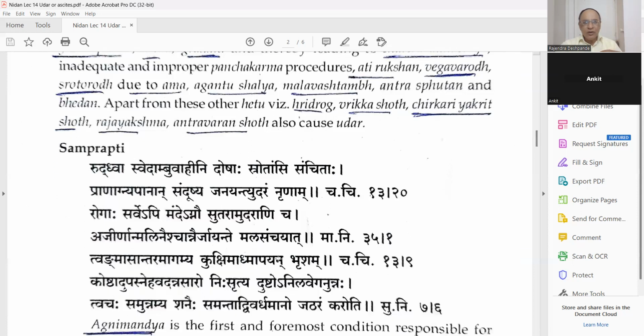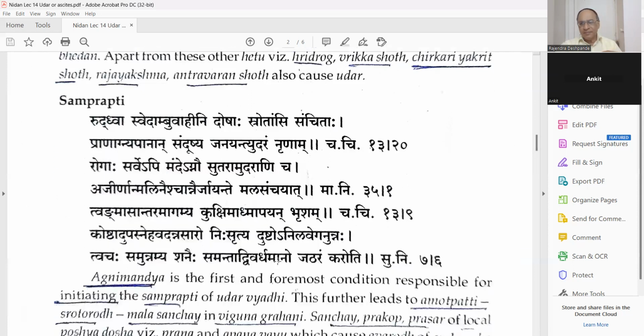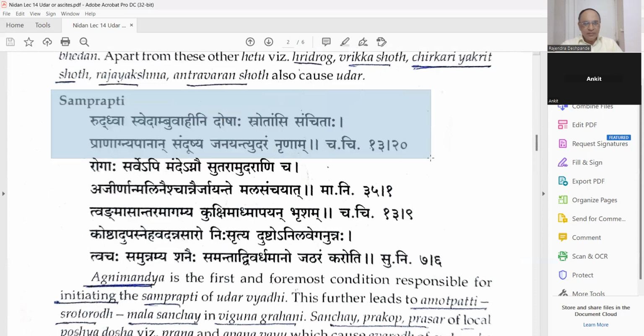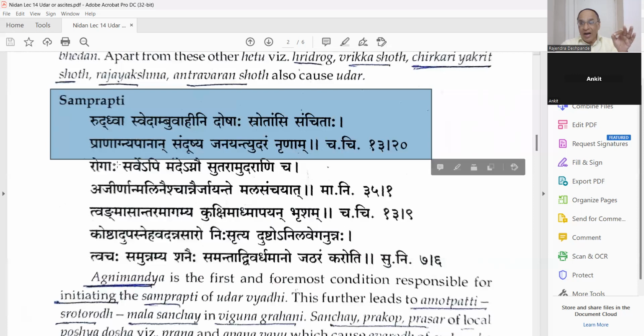Now, most important is the Samprapti. Please write down the title, Samprapti of the Udara. First is the Charak Chikitsasthan. Can you see here? Rudhva. Stop. Rudhva means stop.